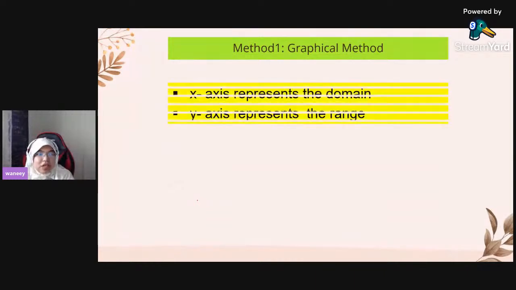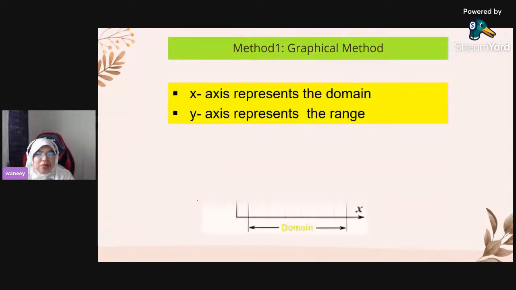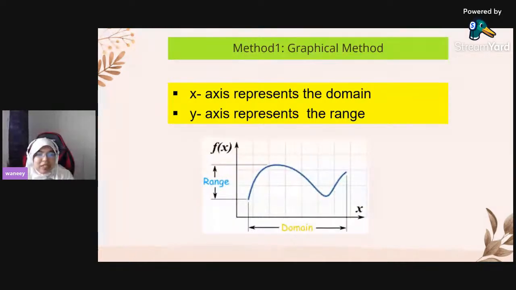Okay, so graphical method. Okay, so x axis represents the domain, y axis represents the range. So as you can see over here, this is the x axis. So everything on x is the domain. And then everything on y, this is the range. So kita akan tengoklah nilai apa yang boleh letak dekat x. So itu adalah domain. Nilai apa yang boleh letak dekat y, itu adalah range.